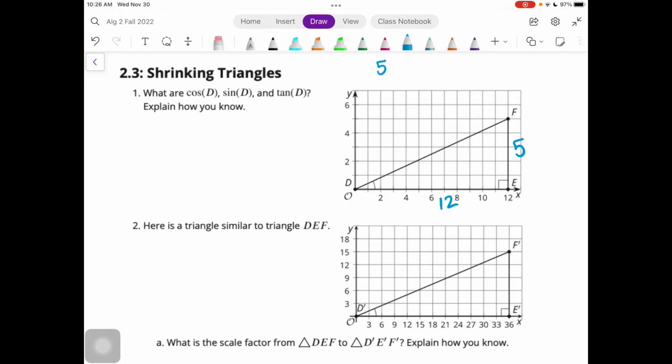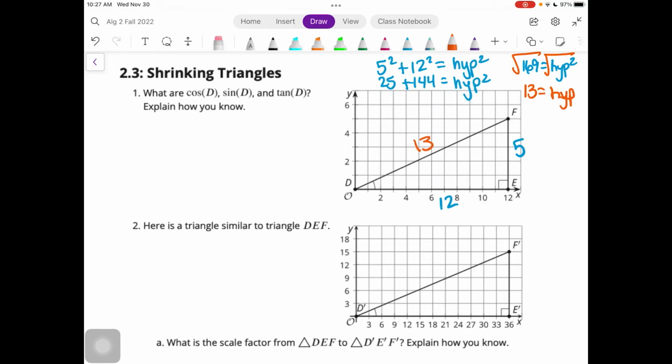So 5 squared plus 12 squared equals hypotenuse squared. So that's 25 plus 144 equals the hypotenuse squared. So that means 169 is equal to hypotenuse squared. And when we take the square root, again, we only need the positive because we're talking about the hypotenuse. So that is 13. If we were talking about the x or the y value, we might need a negative.